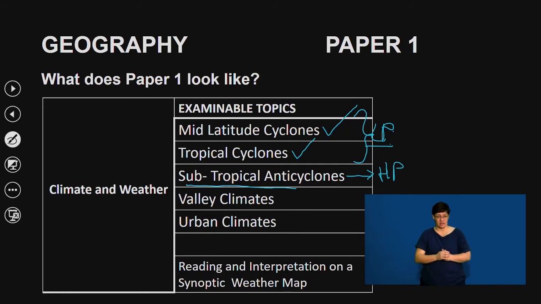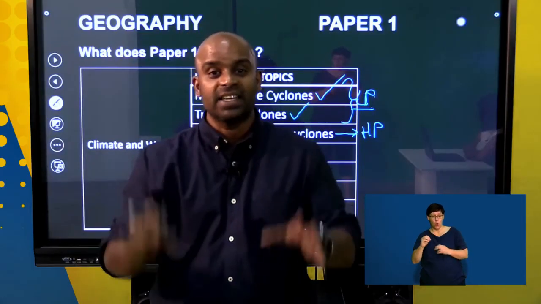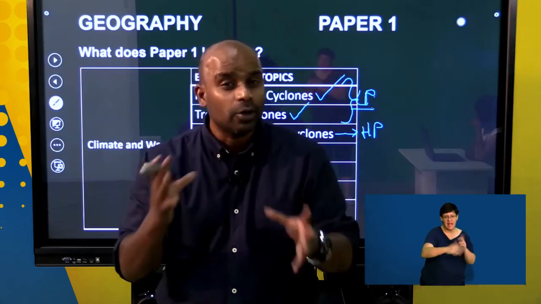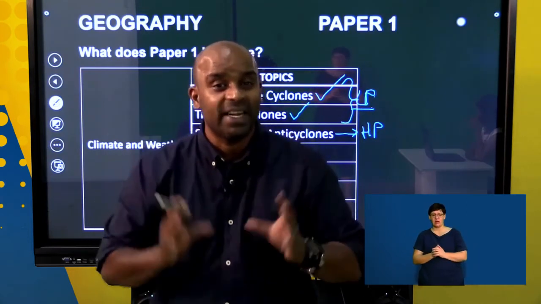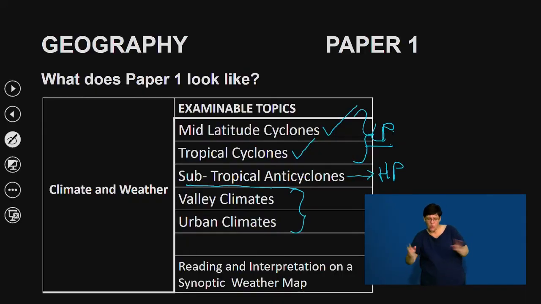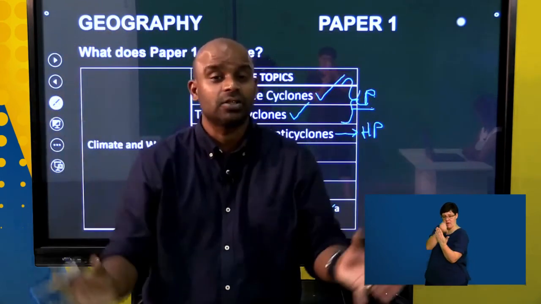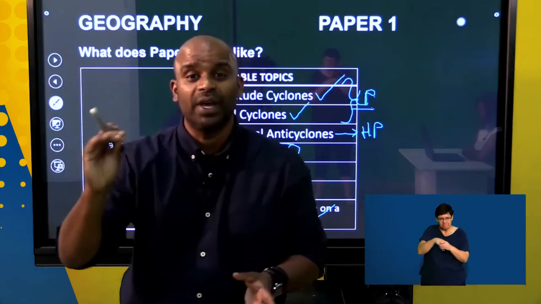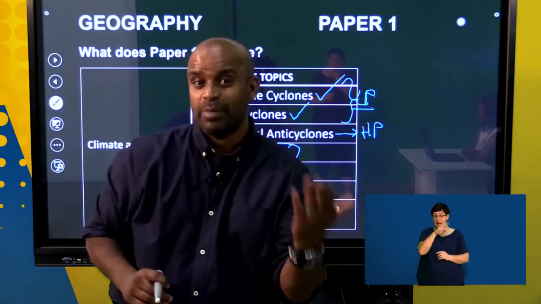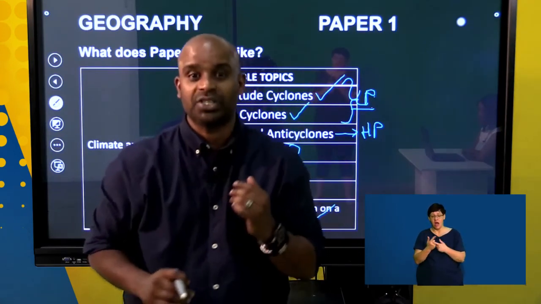When we move on to microclimates, we are looking at your valley climates as well as urban climates. Remember, microclimates refers to climatic conditions in a local area. And of course, you have the following. Reading and interpreting of synoptic weather maps. When a synoptic map is being examined, it consolidates the entire climate and weather curriculum. Remember, climate and weather is examined in both question 1 and question 2.